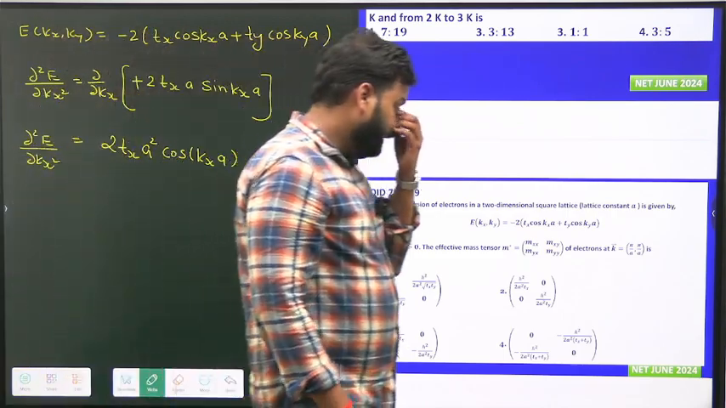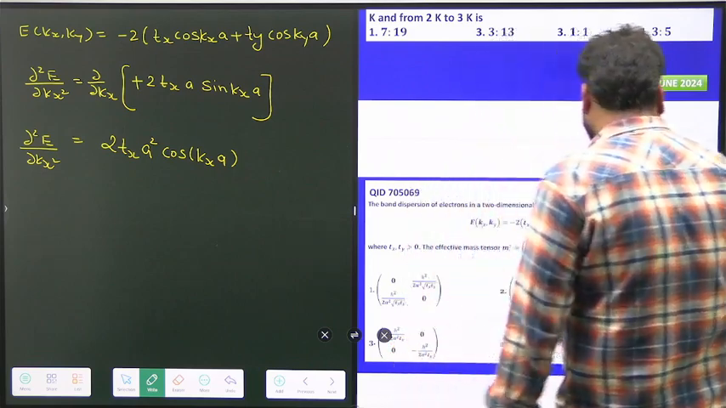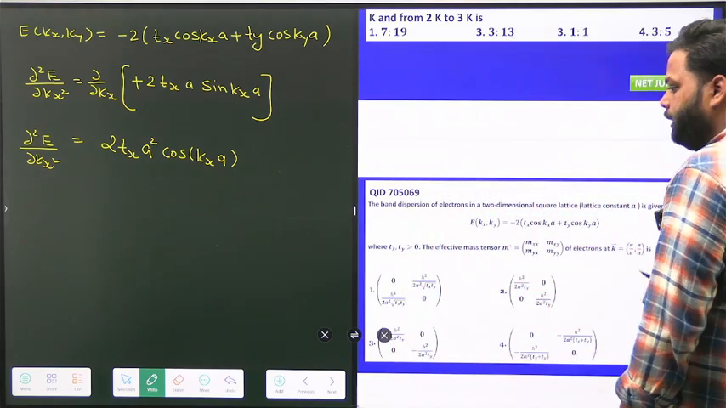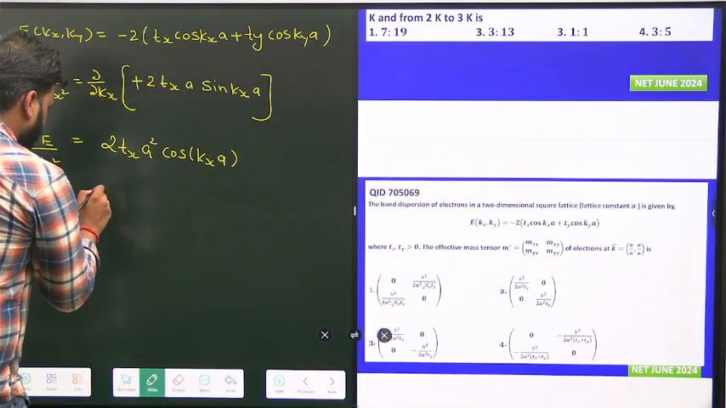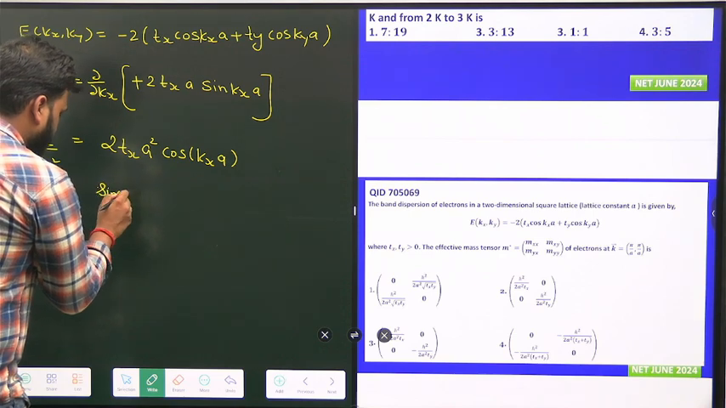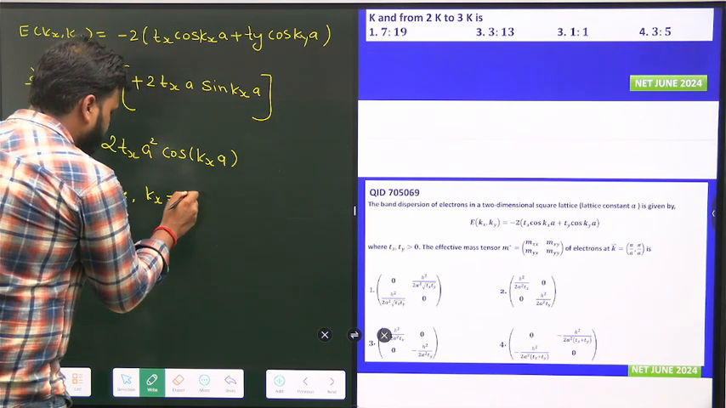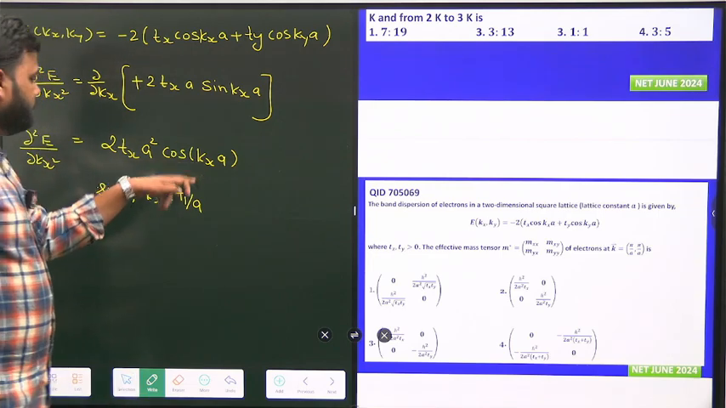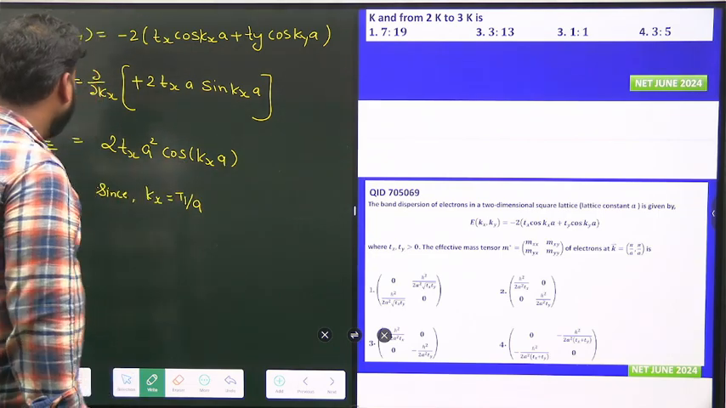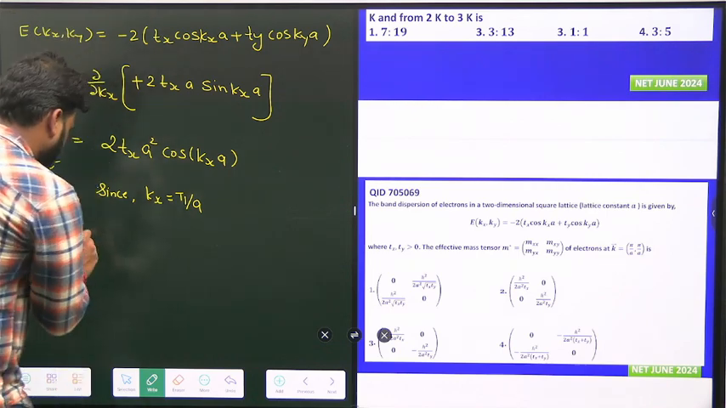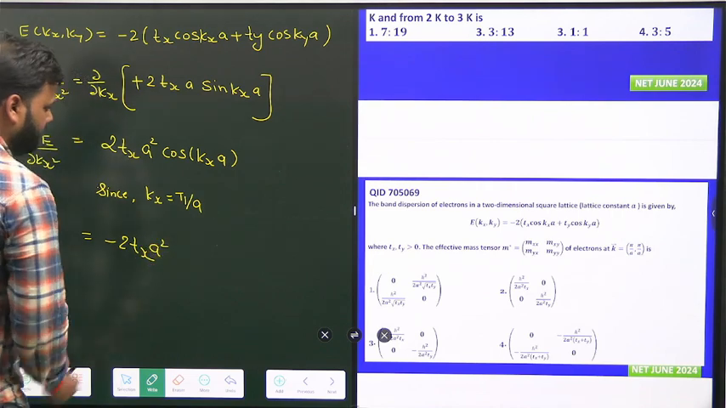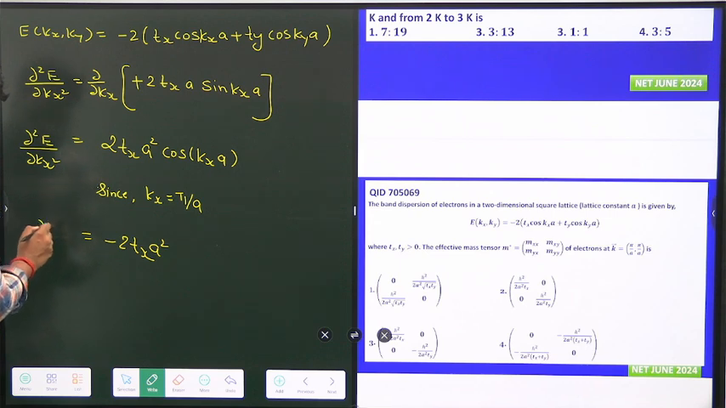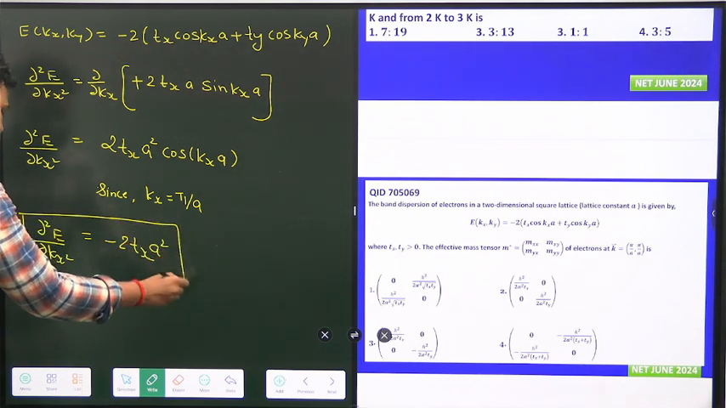But we have to find it at a particular point, at pi by a and pi by a. So we have to put kx equals pi by a here. Since kx is nothing but equal to pi by a, put the value here. So a and a cancel out, and cos pi will give you -1. So its value will be nothing but minus 2 tx a square. This will be your value. That's the value of del 2E by del kx square, right?